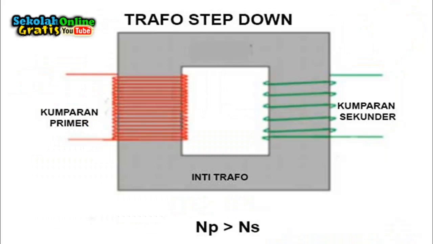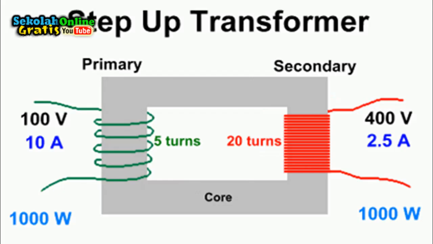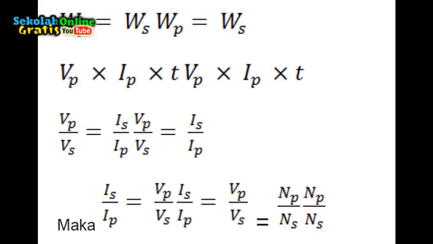The size of the voltage generated by the transformer is influenced by the number of turns. If the primary winding is more than the secondary winding, the secondary coil voltage is also less than the primary coil voltage. The transformer is called a step-down transformer. If the number of primary windings is less than the secondary winding, then the secondary coil voltage is greater than the primary coil voltage. The transformer is called a step-up transformer.